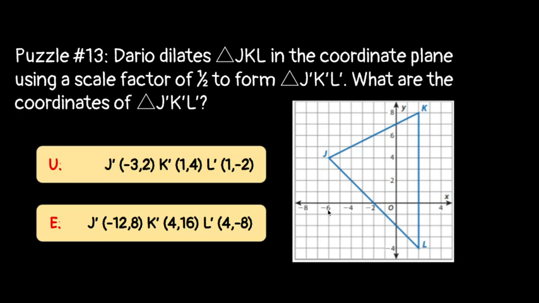And we know this because -6 multiplied by 1/2 is equal to -3. And then 4 times 1/2 is equal to 2. So we have -3, 2. So we can see that our answer is going to be U.